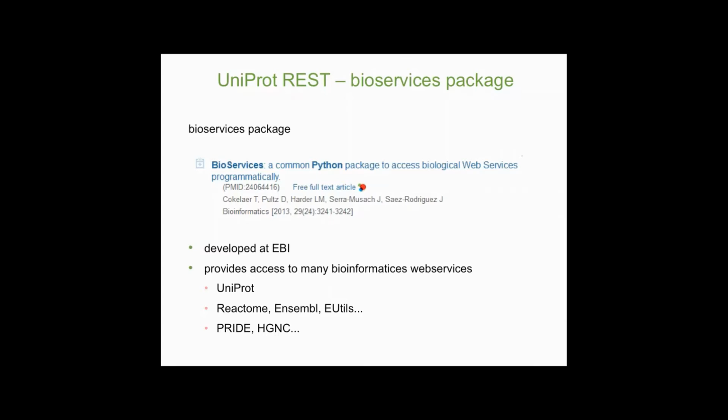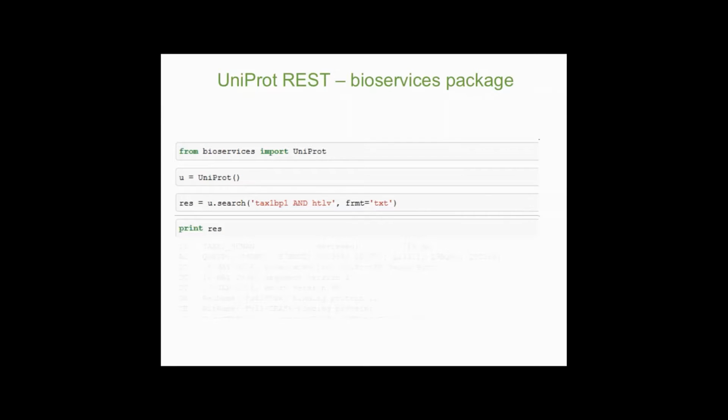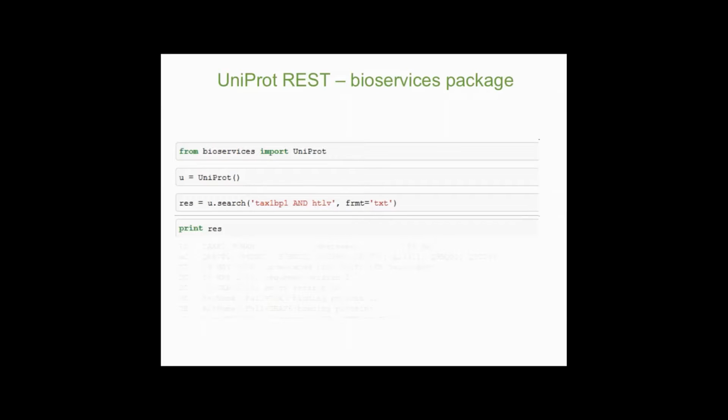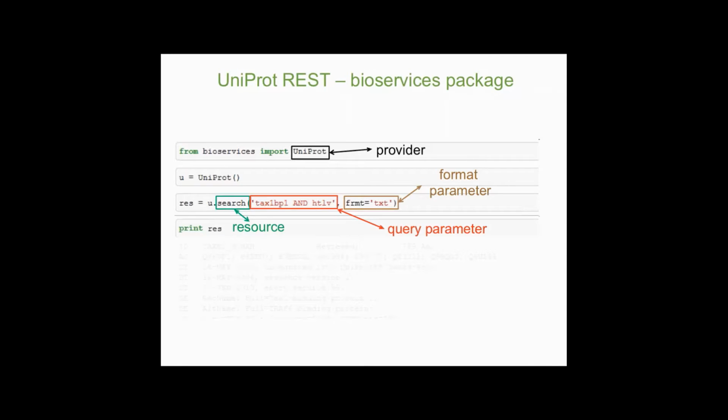Using this package, the code that we looked at just a minute ago, I'm going to go back. This code basically boils down to just 4 lines of code, but the components are still there. They're just clearer and easier to see, I think. So we have the provider, which again is UniProt, here boxed in black. We also have the resource, which in this case, boxed in green here, is search, which means we'd like to search UniProt knowledge base. We still pass a query parameter, which happens to be the same as in the previous example, and we still specify a format parameter, and it's all done.